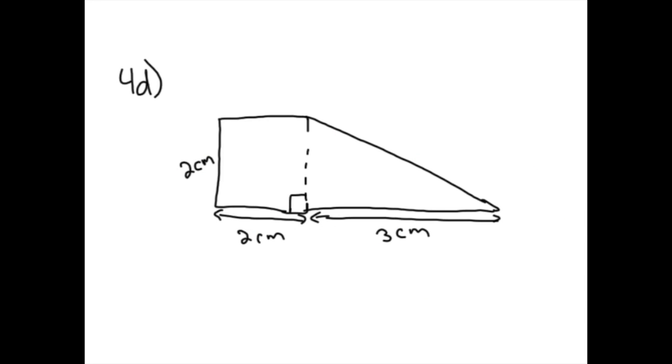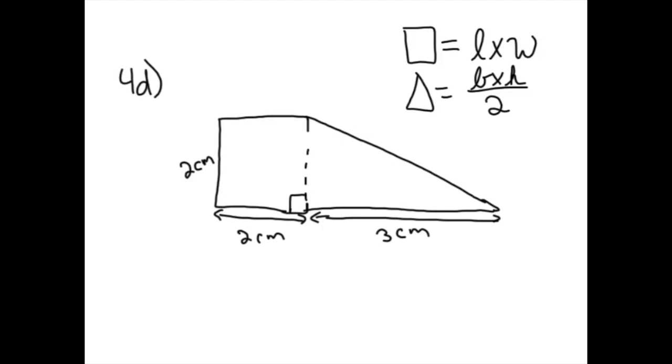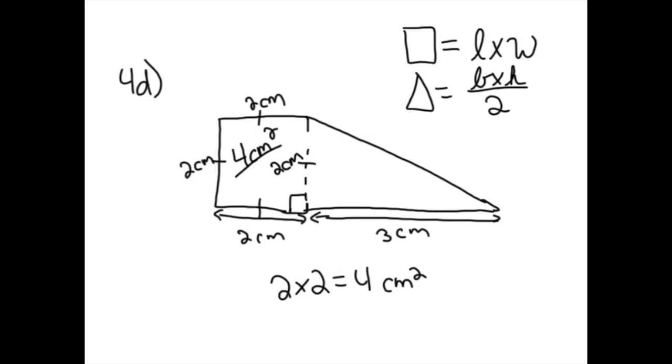So in 4D, we actually have 2 different shapes. You can see here that this is a square, which means we're going to use length times width, and a triangle, which means we're going to use base times height divided by 2. We know in particular that this is a square, not a rectangle, because these 2 sides are the same, 2 centimeters, which means that this is also going to be 2 centimeters, and so is that one. So to find the area of my square, I'm going to do 2 times 2, which equals 4 centimeters squared. So the area is 4 centimeters squared.